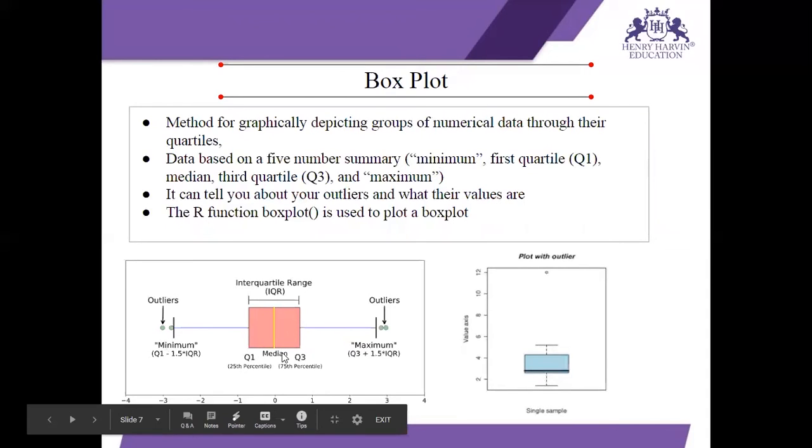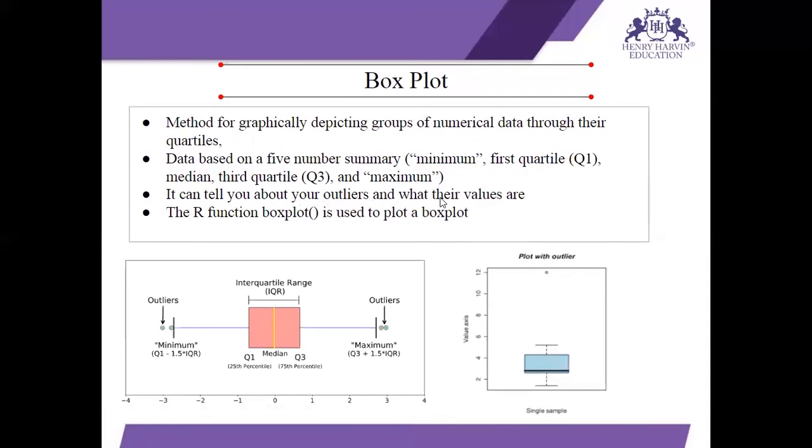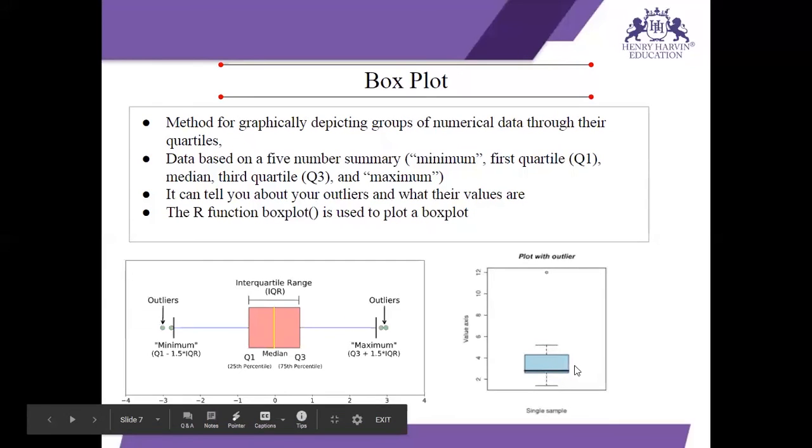And the third quartile is the difference between the median and the maximum value. It can tell you about your outliers and what their values are. So a box plot is very helpful to plot the outliers. As you can see in this figure, there are quartiles.